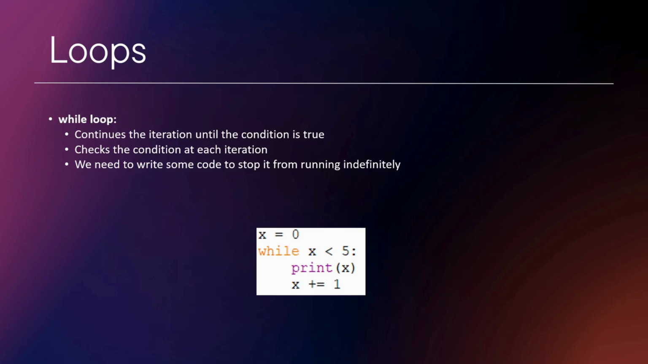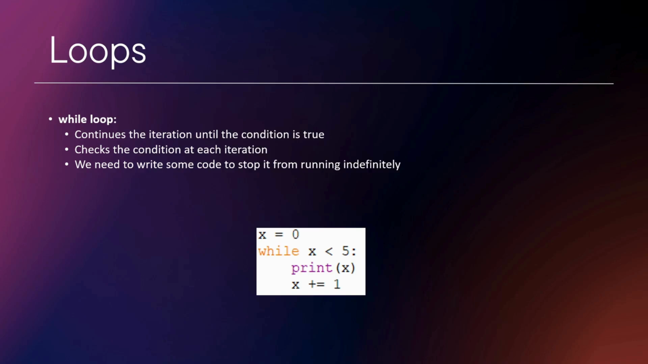Now for a moment, let's say I do not have this x plus equals to 1. I just have this print x. So what it will do is that it will check at each iteration, okay, x is less than 5, print x. Go back, check if x is less than 5. Yes, it is, print. It will keep on doing this, but you see, it will then run indefinitely. It will not stop. It will run forever. That is not what we want.